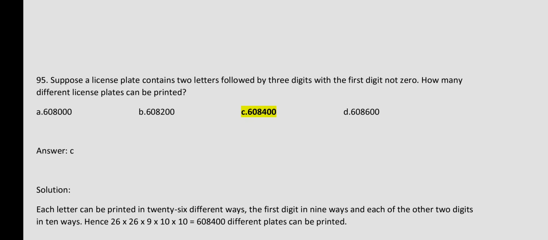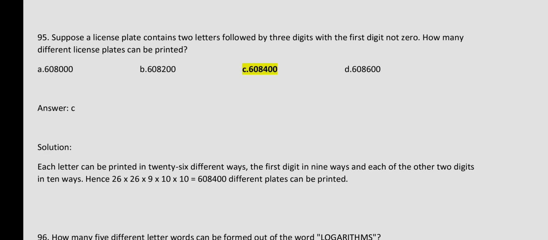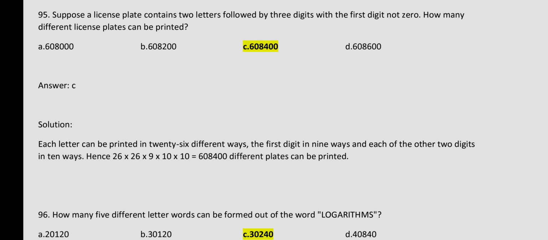Number 95. Suppose a license plate contains two letters followed by 3 digits, with the first digit not 0. How many different license plates can be printed? The answer there is letter C, 608,400.